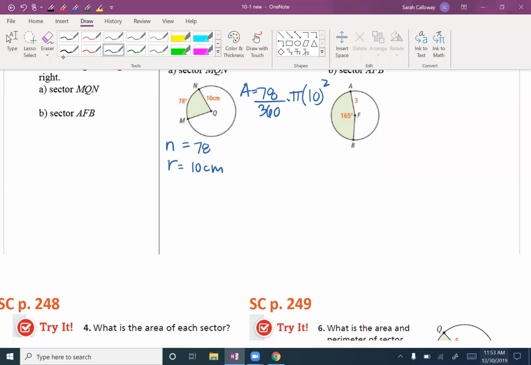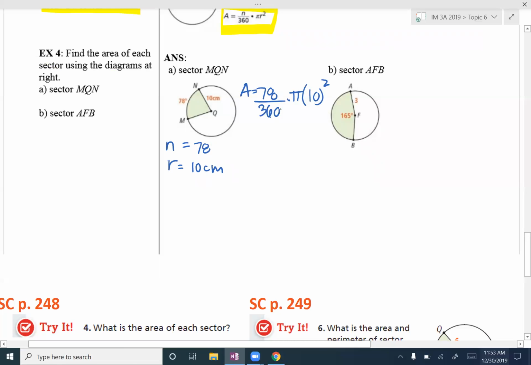One thing to do is to reduce as we go. 78 and 360 are both even. So if I divide those by 2, 78 divided by 2 is 39, and 360 divided by 2 is 180. Right now what we have then is 39 over 180, which I know I can reduce by 3 again, times pi times 100.